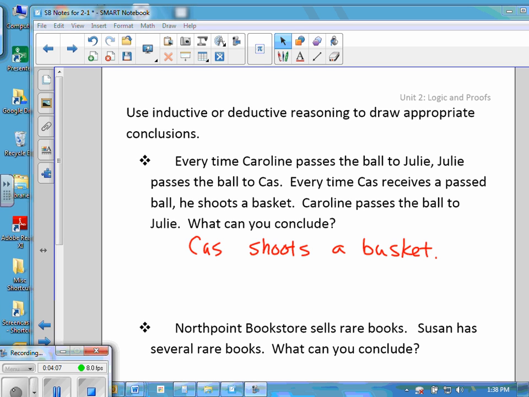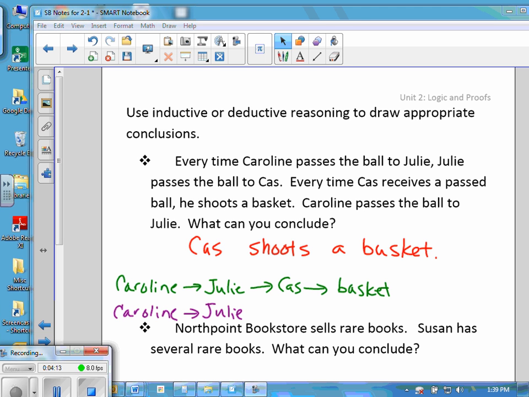In this situation, you should be able to conclude that Cass shoots a basket. The problem tells us that every time Caroline passes the ball to Julie, Julie passes the ball to Cass, and Cass shoots a basket. So if we know that Caroline passes the ball to Julie, we also know that Julie will pass the ball to Cass, and Cass will shoot a basket.